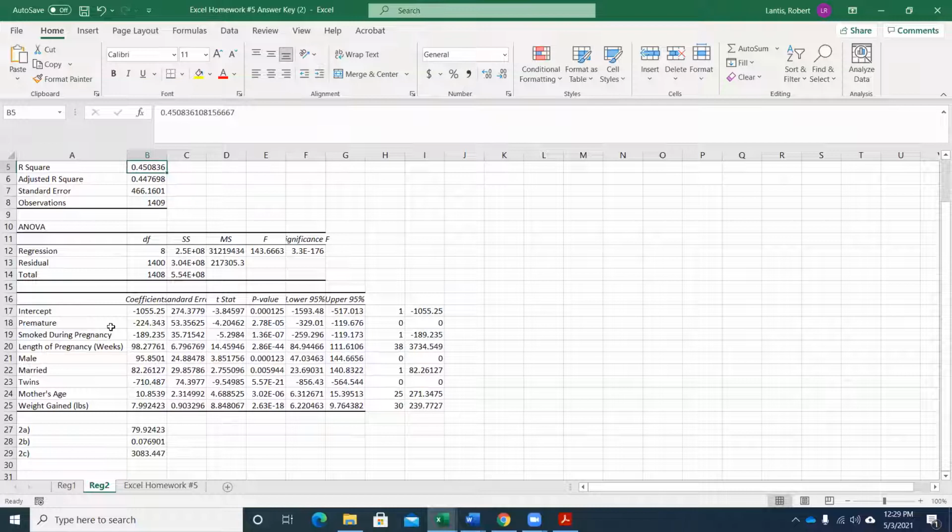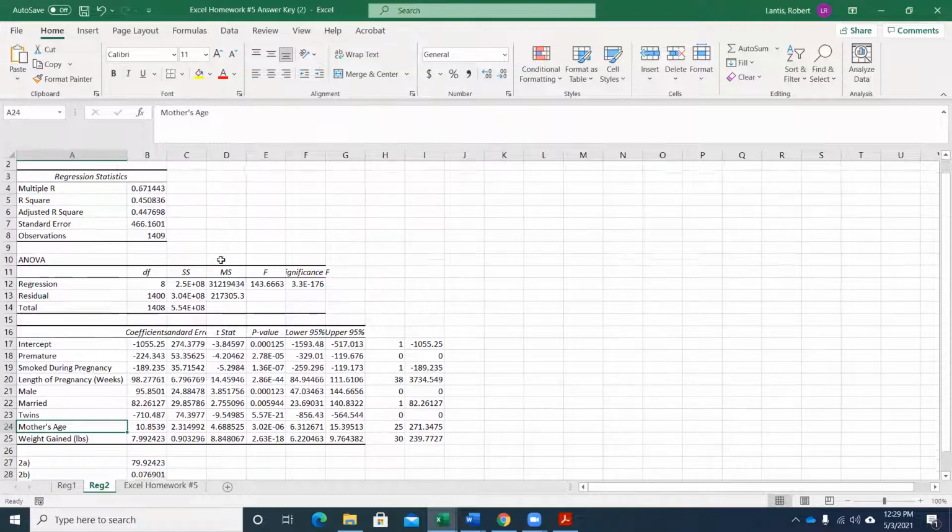That's because we included the same 4 variables we did before, plus some additional variables, right? Things like whether or not they were twins or the mother's age probably have a pretty good influence on birth weights. And sure enough, it increased our R squared by quite a bit.